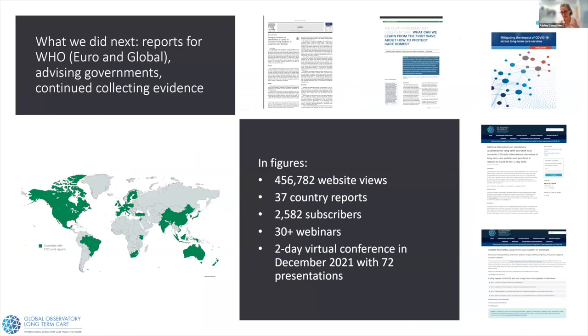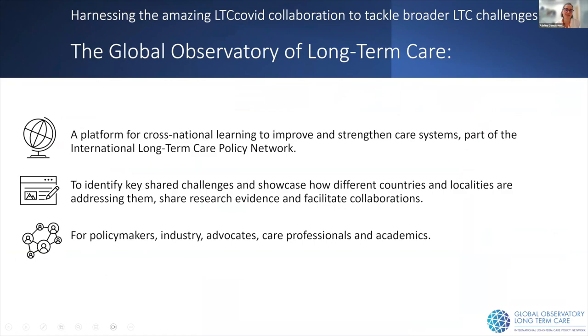And it was amazing how during this LTC COVID collaboration, we ended up with 37 country reports and a website with almost 500,000 views. And we did more than 30 webinars. And I think we all felt that we were building something really useful. And the Global Observatory is a way of giving a response. The Observatory is a platform for transnational learning to improve and strengthen care systems. As I said, it's part of the International Long-Term Care Policy Network. The aim is to identify key shared challenges in long-term care and showcase how different countries and localities are addressing them. And research is a key way of understanding this and of also showing what's working and what's not, and also to facilitate collaborations. And we hope that we will be reaching policymakers and industry advocates, care professionals. And of course, we already have a lot of academics that are part of it, but this is open to everybody who's interested.